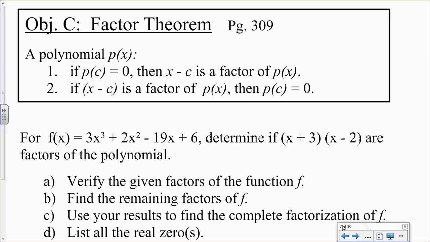So if it is a factor, she asked about if they're x-intercepts. If it is a factor, then c, whatever that number is, is an x-intercept. It is a 0, which means that y is 0, so it's an x-intercept. Okay, so that's kind of what we're talking about here.